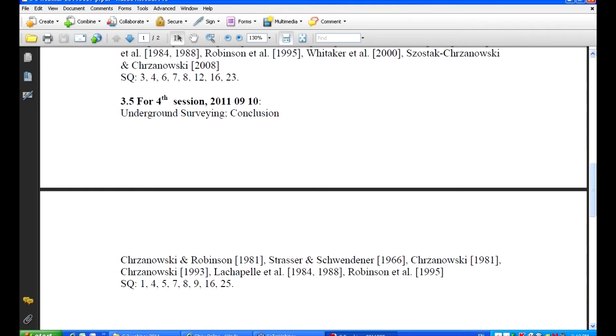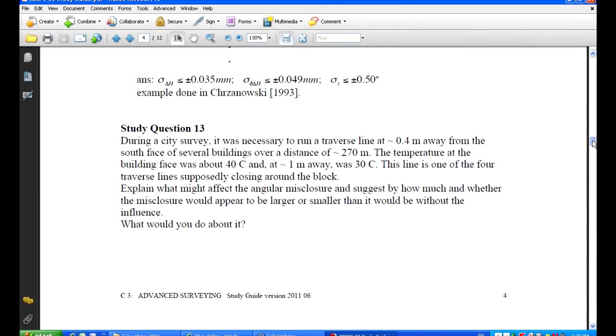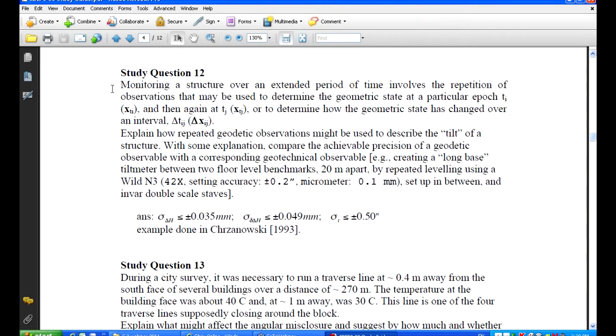So, study question 12. The preamble to it here is very similar to the discussion that I gave earlier with respect to that one examination question. Now, how can we do repeated geodetic observations to describe tilt? There's an example of this done in Jernowski's paper from 1993, which I mentioned to you was the one that was written for civil engineers.